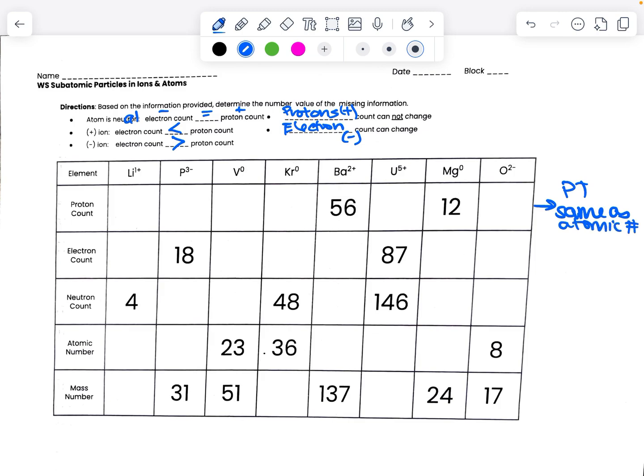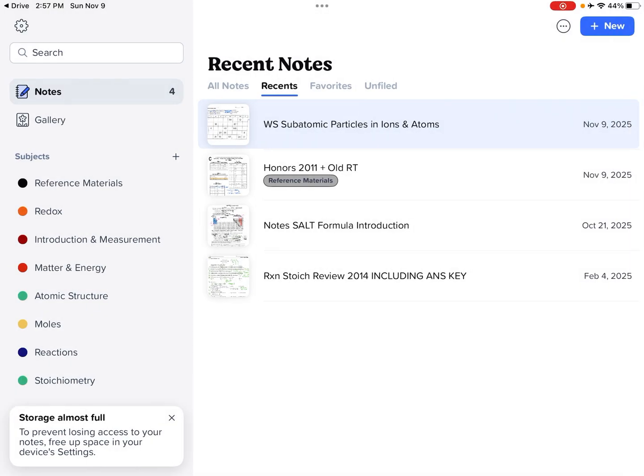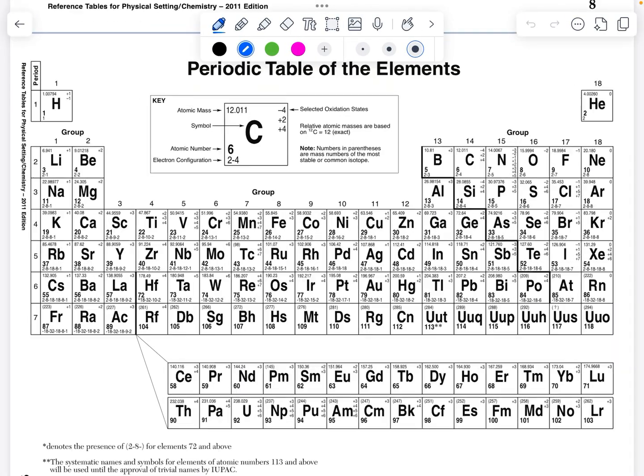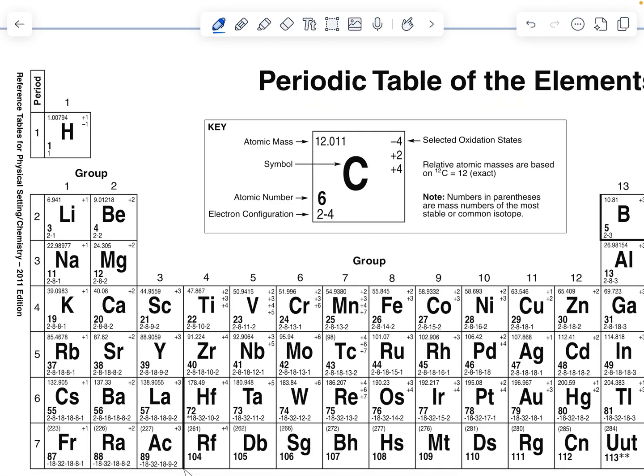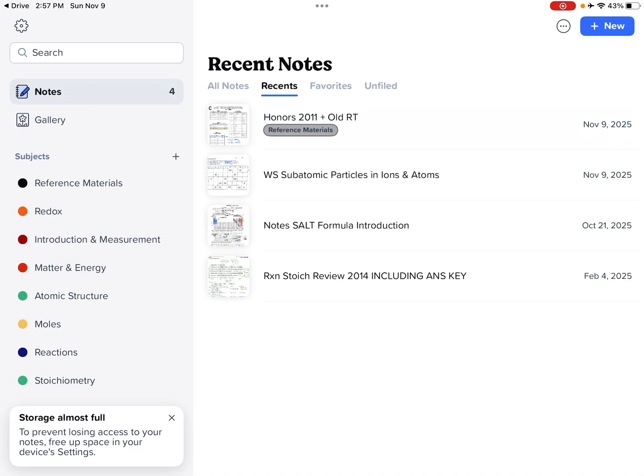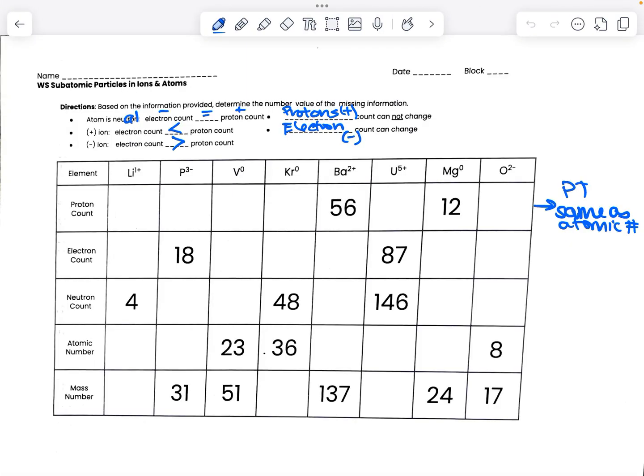So going over here to the periodic table, our first is lithium. On this periodic table, lithium's atomic number is here in the lower left. Depending on whatever periodic table you're looking at, it might be top left or somewhere else, but the number that tells you the number of protons is the atomic number. So I would just go to the periodic table and look all those things up.